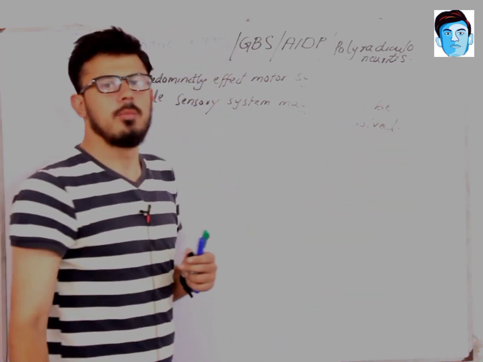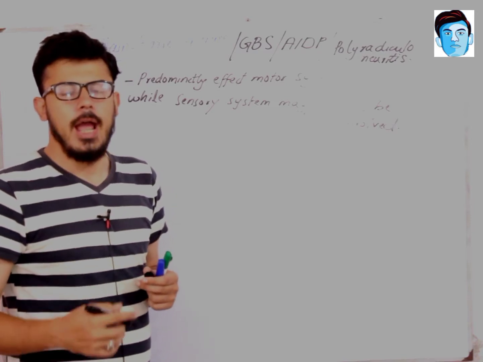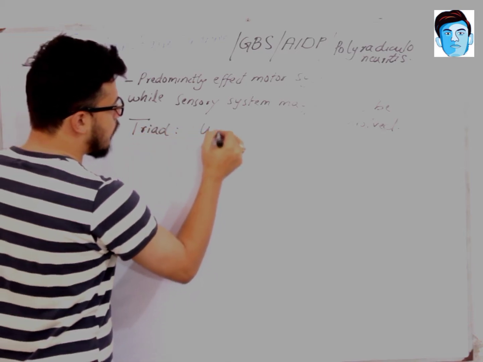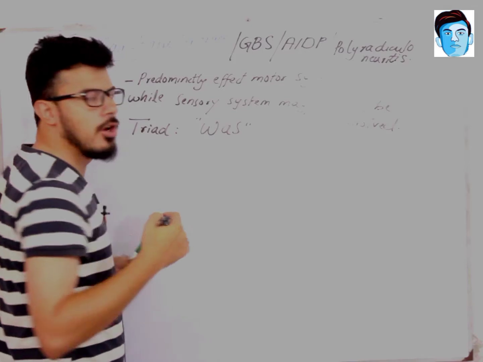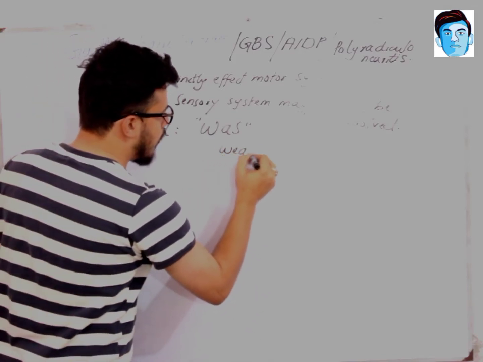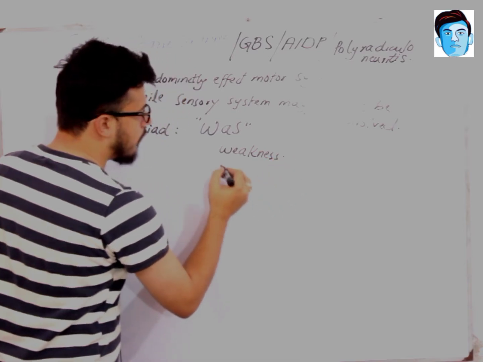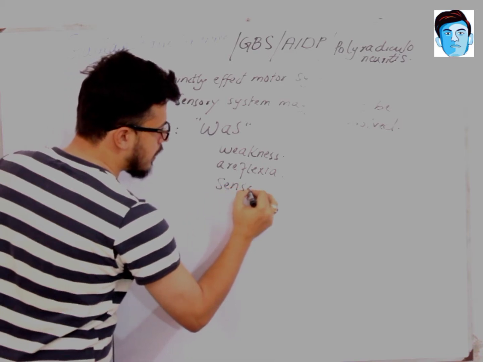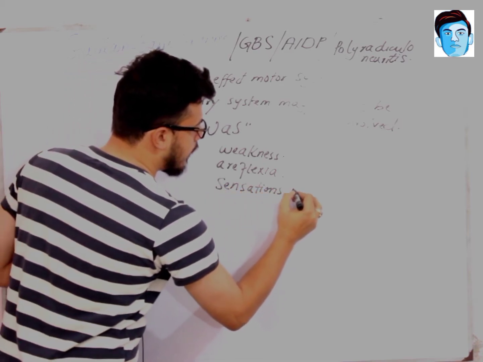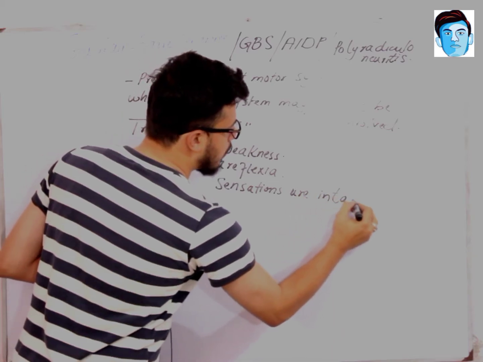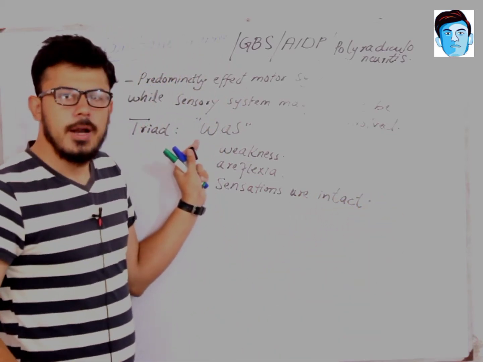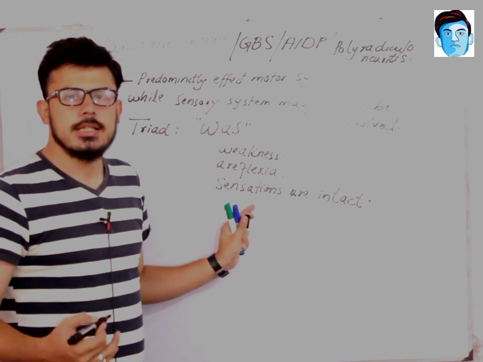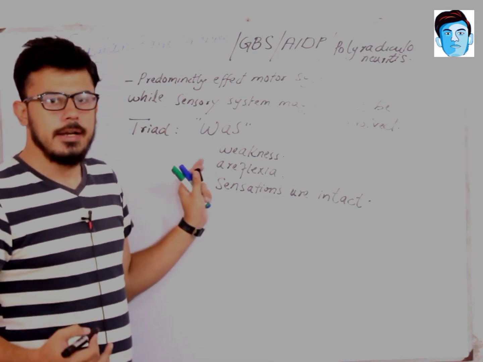Now GBS is associated with an important triad, and for that we have a mnemonic, WAS, where W stands for weakness of the body, A stands for areflexia, while S stands for sensations, and sensations are intact. So the important triad is weakness of the body, areflexia, meaning there are no deep tendon reflexes, and the sensations are intact. We will be discussing it later in detail.